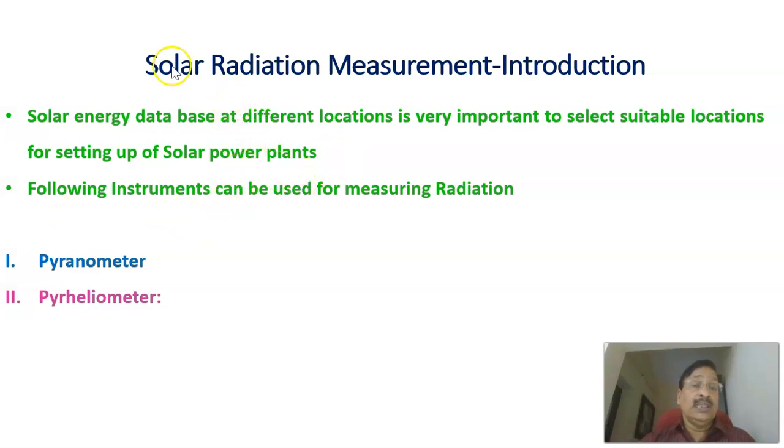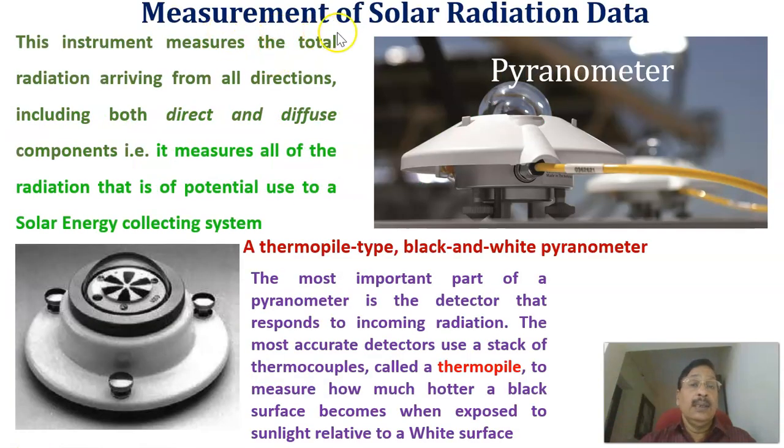And in order to measure this solar radiation, there are basically two instruments or methods. One we call the pyranometer. The second one we call the pyrheliometer. In this presentation, I'll be explaining the pyranometer type of solar radiation measurement. Measurement of solar radiation data using a pyranometer.